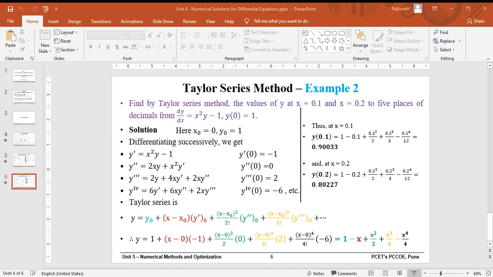Then y'' you can calculate by taking the differentiation of this equation, and you will get this equation. Again, put initial values, and you will get y''(0). Again, take the derivative of this equation, and you will get y''' = 2y + 4xy' + 2xy'', and you can see here y'''(0) is equal to 2, when we put initial values x₀ and y₀. Then again take the derivative of this equation, and after taking the derivative you will get this equation: 6y' is the derivative of 2y, 6xy'' is the derivative of 4xy', and this is the derivative of 2xy''. Again put initial values and you will get y⁗(0) equal to −6.